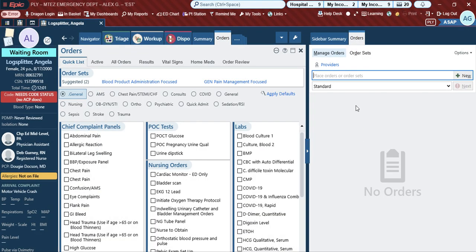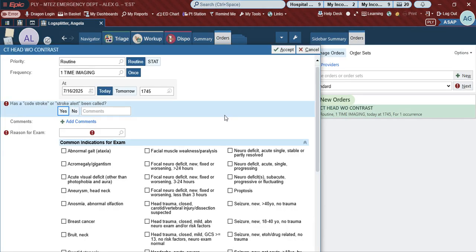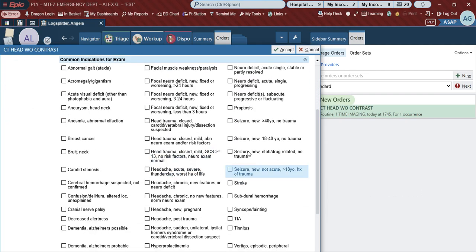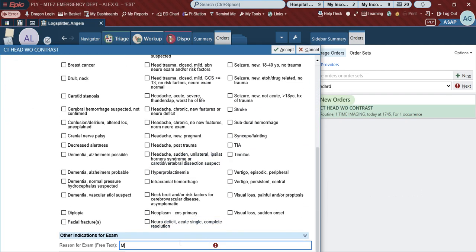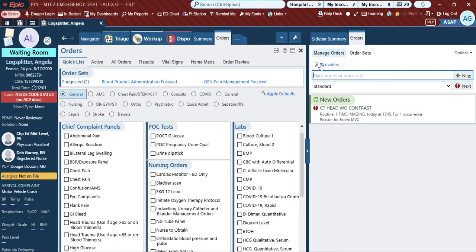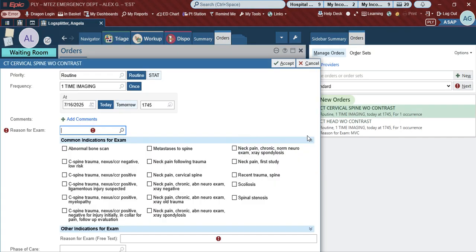So in this example patient, say she was in a car accident, she hit her head, lost consciousness. The two most important things that I want to order is a CT head without contrast, and a CT cervical spine without contrast.